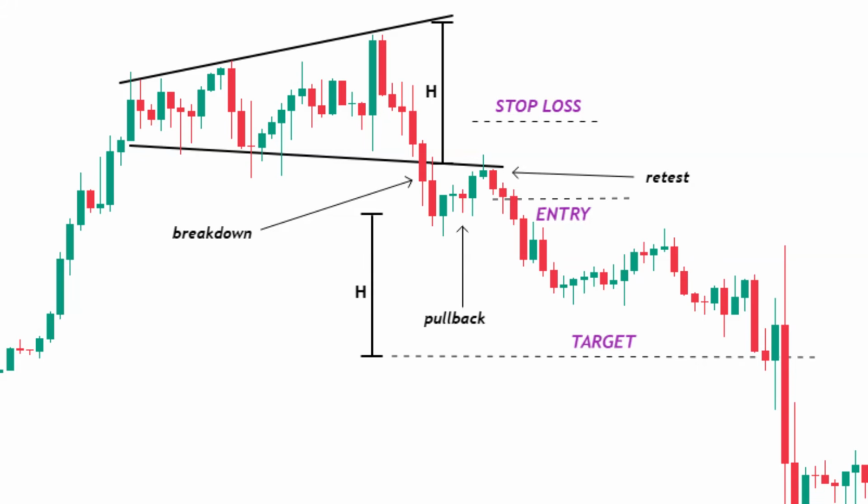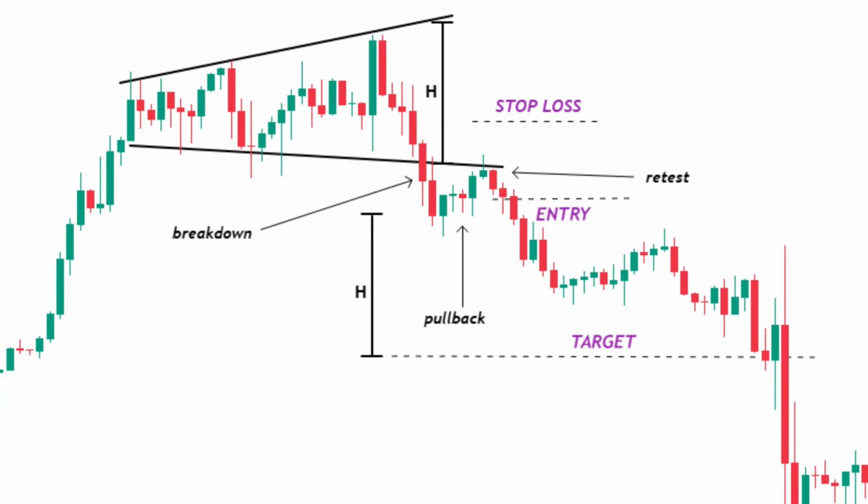The lower boundary of the expanding triangle gets broken to the downside. Sellers step in strongly, pushing price lower right after that breakdown. After this first move down, price does not continue straight away. A pullback starts and price moves back toward the previous support line.